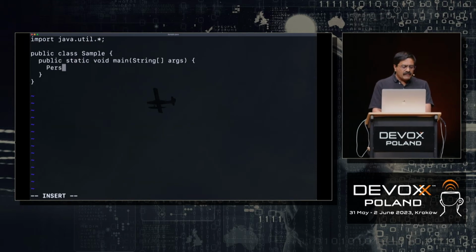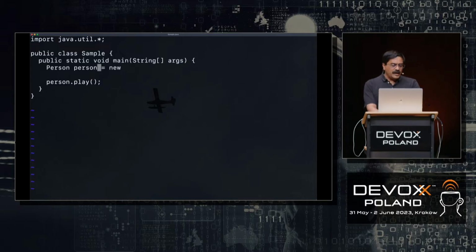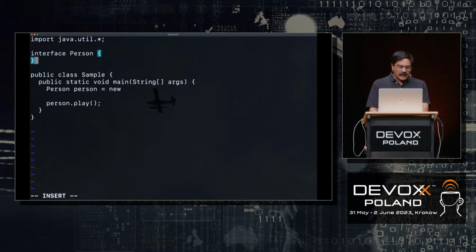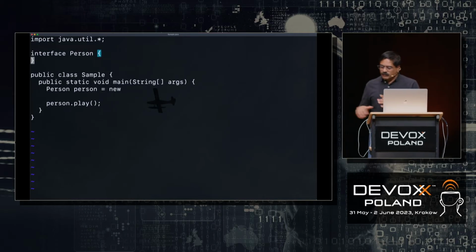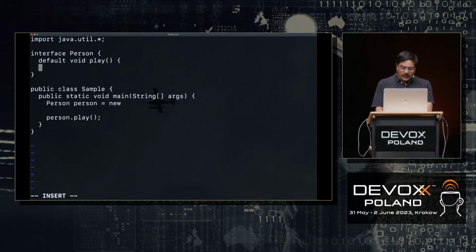So let's say we have a person. We'll say person is equal to new. Well, in this case, I want to create a person, and I say person.play, let's say, is a function I want to call in here. We'll come back to fix this in a minute, but I want to start with an interface for a person like so. In this case, the person is an interface, and within the person, I'm going to say a default void play method I want to create right there.